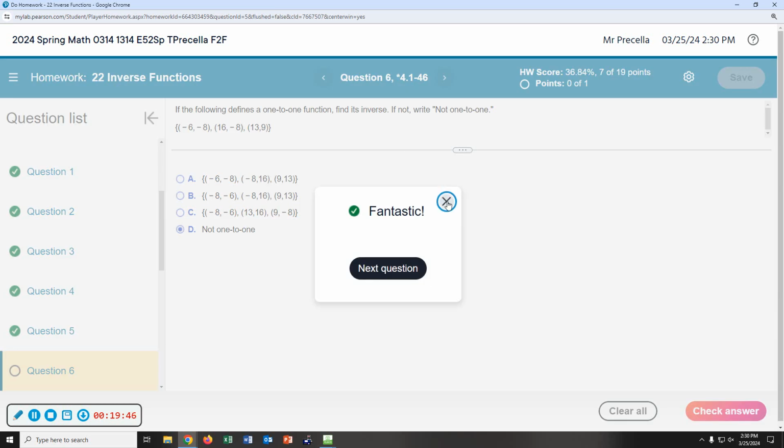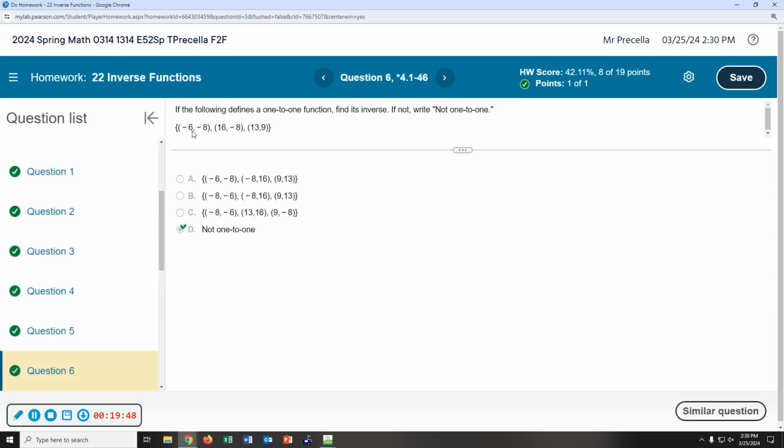I want to warn you, I bet you one of these, if you just notice that that was not one-to-one, you might have chosen B: negative 8, negative 6, negative 8, 16, and 13, 9. They have the inverse there, but they don't want you to find the inverse if the function is not one-to-one. So be careful there. Any questions? Number 7.